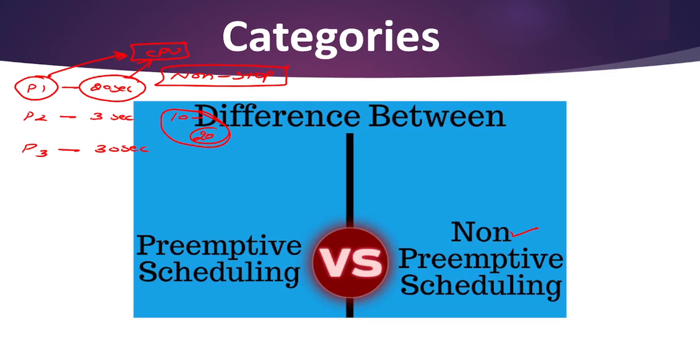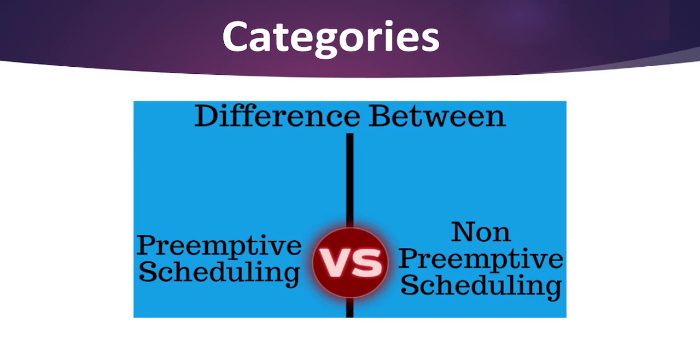So note its definition: the resource cannot be taken back from a process until the process completes execution. The switching of resources occurs when the running process terminates and moves to the waiting state. In the case of non-preemptive scheduling, there is no chance of any process going back from the terminate state to the waiting state. And in the case of preemptive scheduling, let's take an example here.